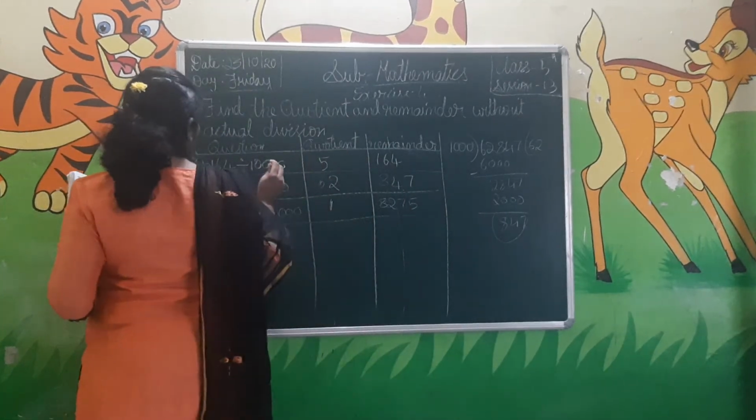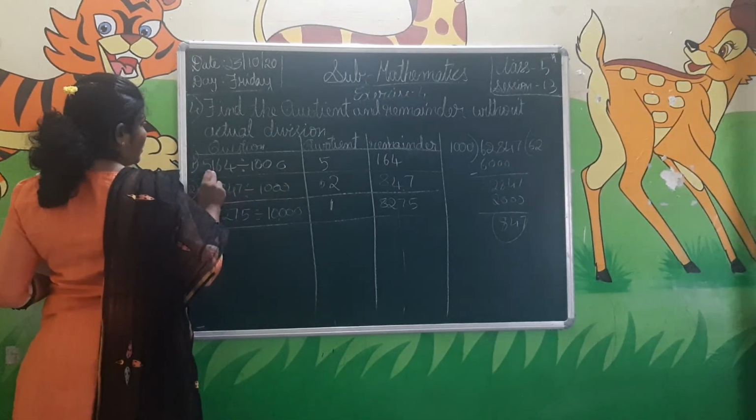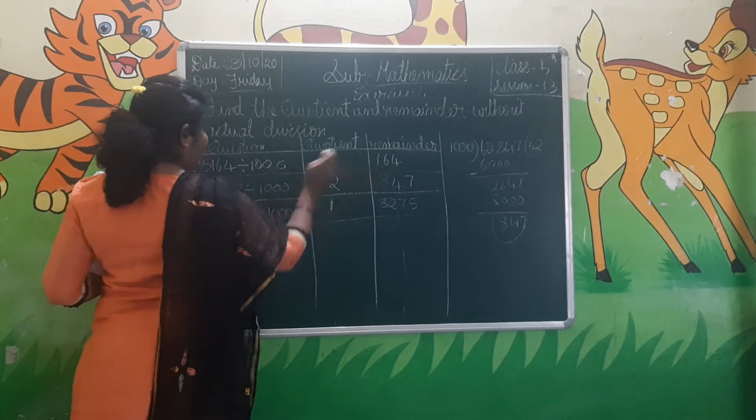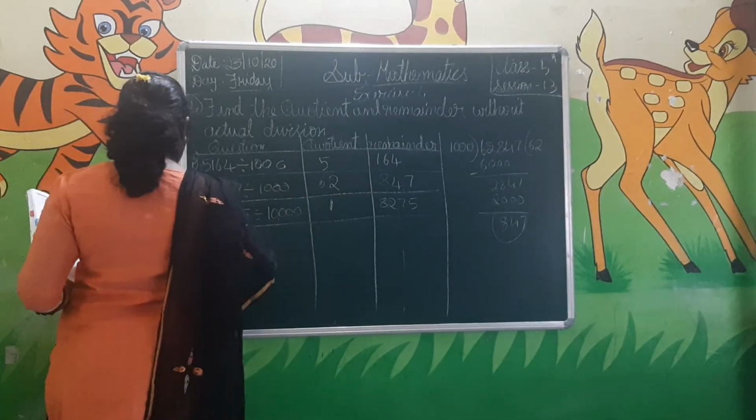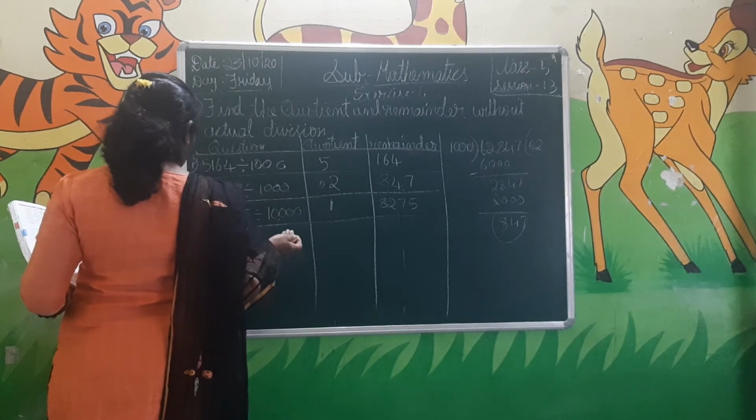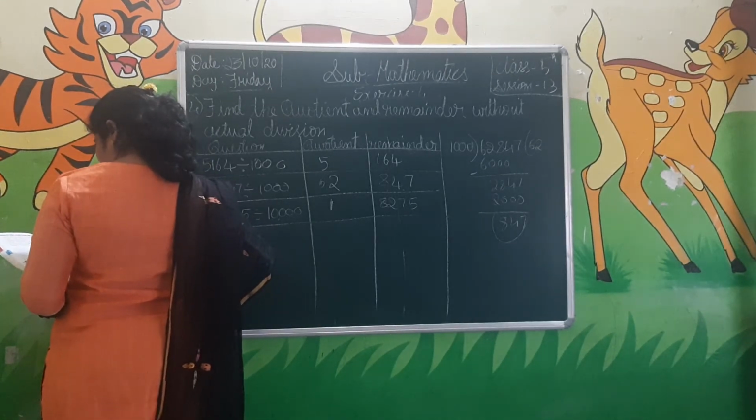See here, in the same way, 1, 2, 3, 4, 5, which is the last number, that will be the quotient, and the remaining numbers will be the remainder. Here, this works when it comes to 10, 100, 1000, 10,000, in those numbers, not for all numbers.